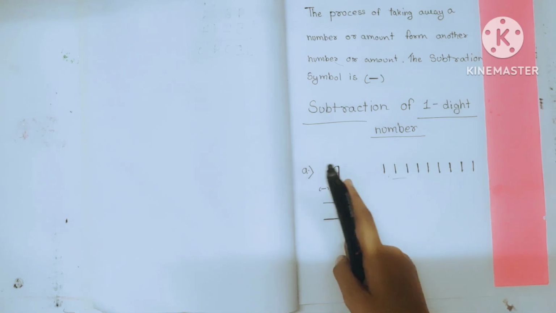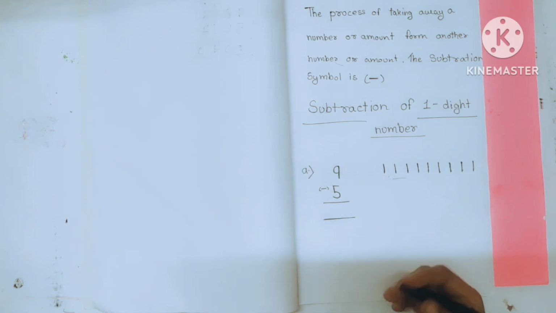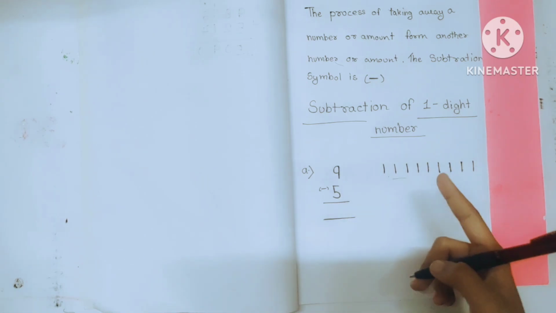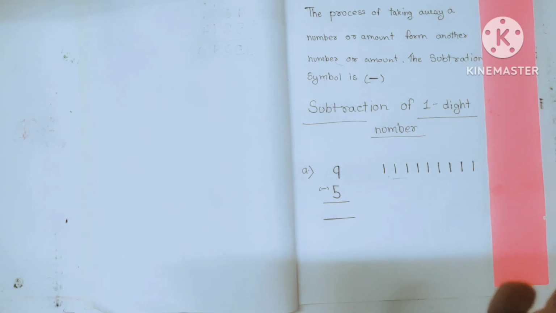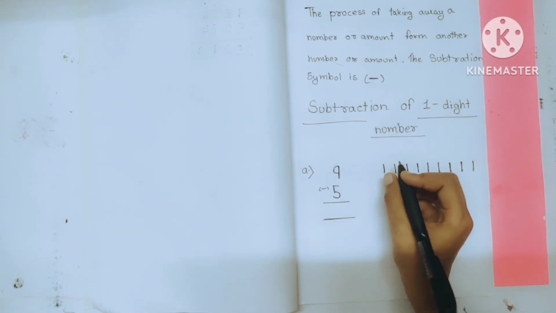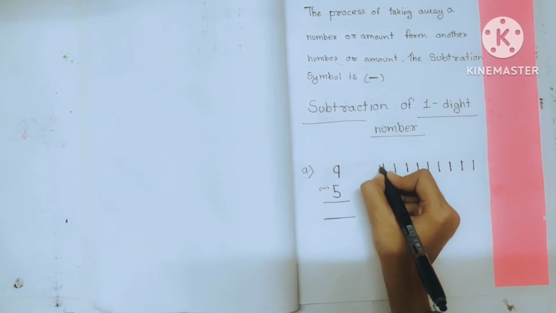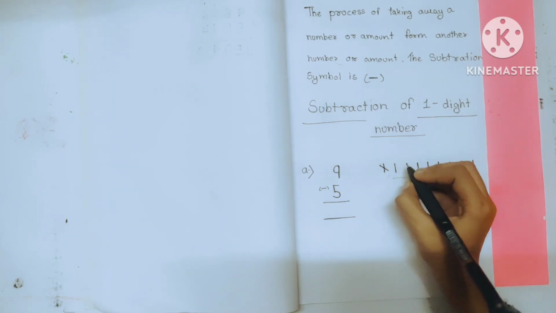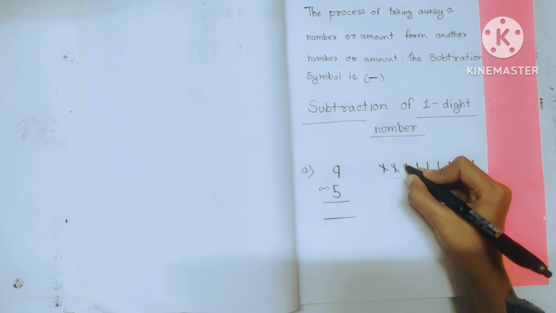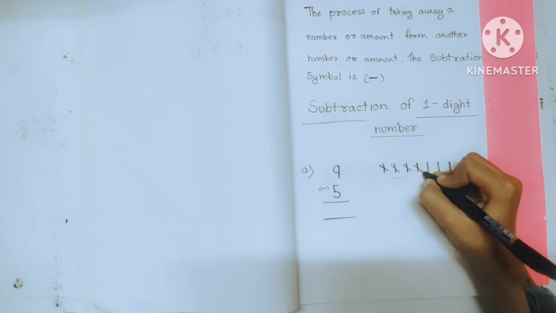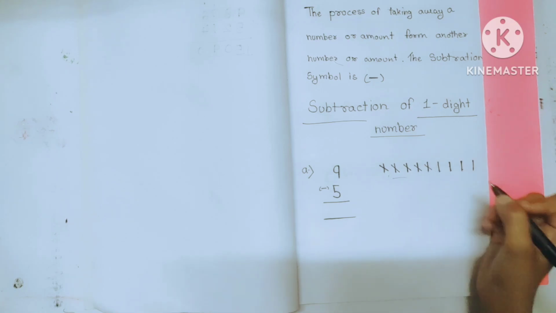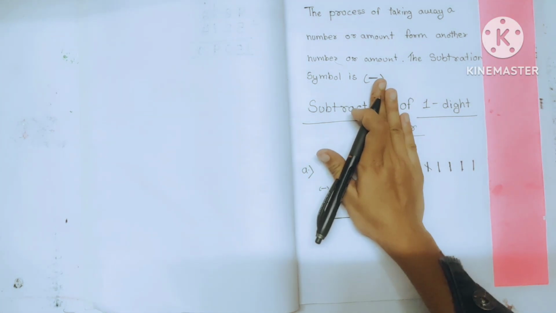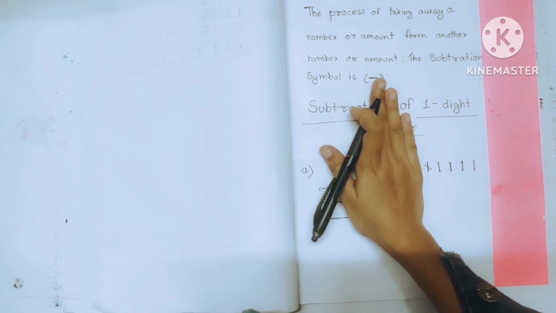Now, we have to subtract 5. These are the lines which are 9. So, then we have to cut how many lines? We have to cut 5 lines. 1 we cut, 2 we cut, 3 we cut, 4 we cut and 5. So, we cut 5 lines. We removed the 5 lines.